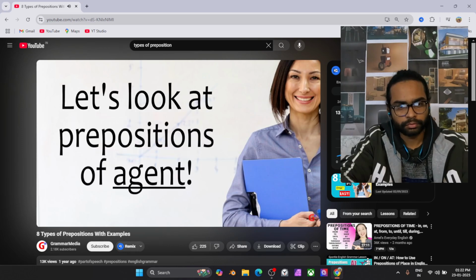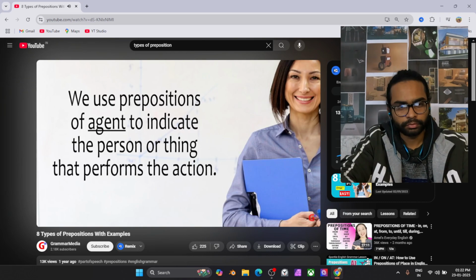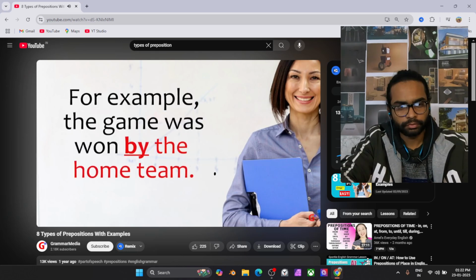Fifth, let's look at prepositions of agent. Prepositions of agent indicate the person or thing that performs an action. For example, the game was won by the home team. Here the preposition by tells us who won the game. The game was won by the home team.